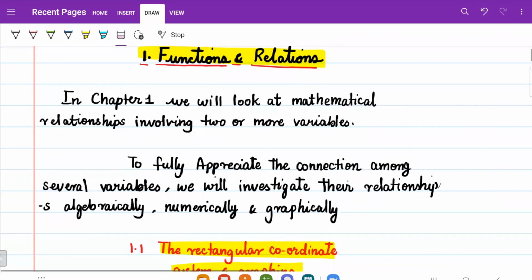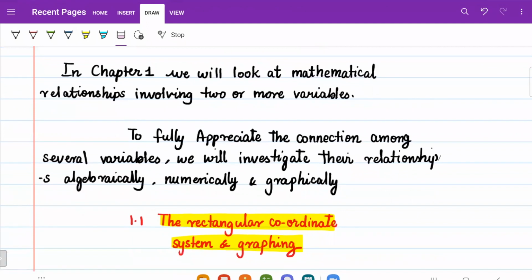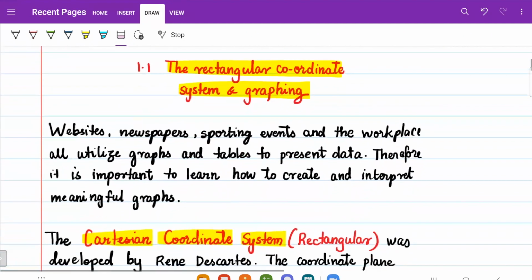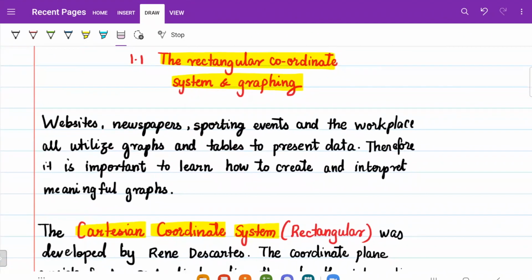Okay, let's begin. In chapter 1 here, we will look at mathematical relationships involving two or more variables. To fully appreciate the connection among several variables, we will investigate their relationships algebraically, numerically, and graphically. The first section here is the rectangular coordinate system and graphing.